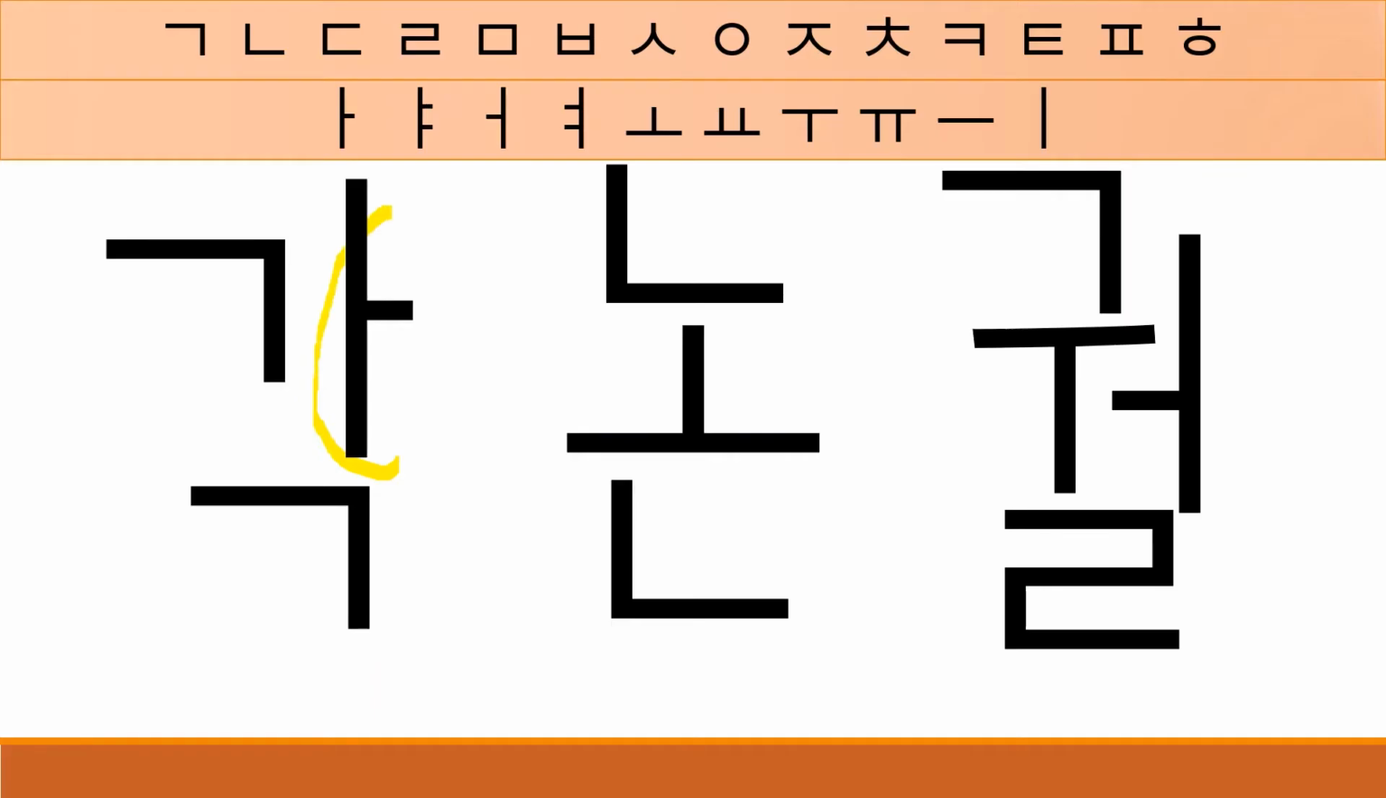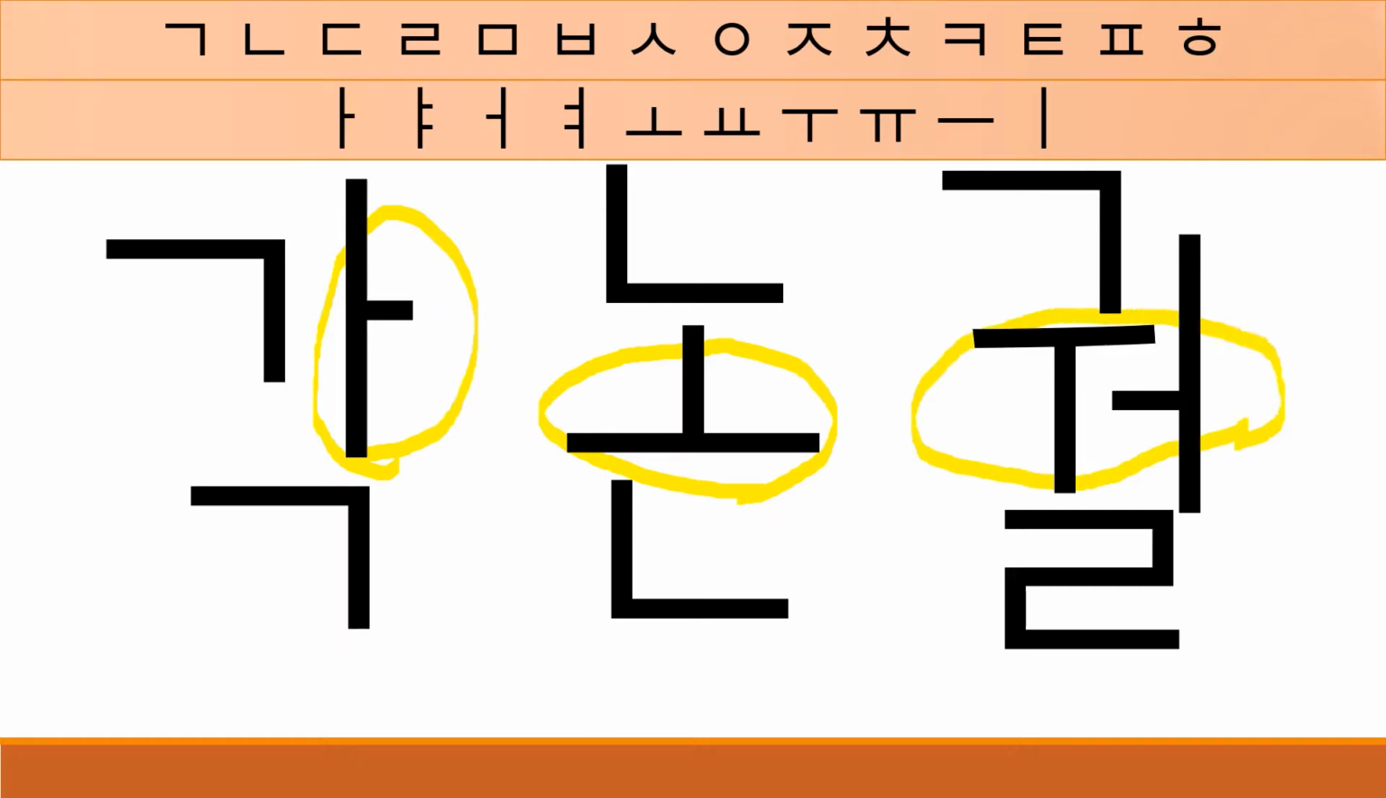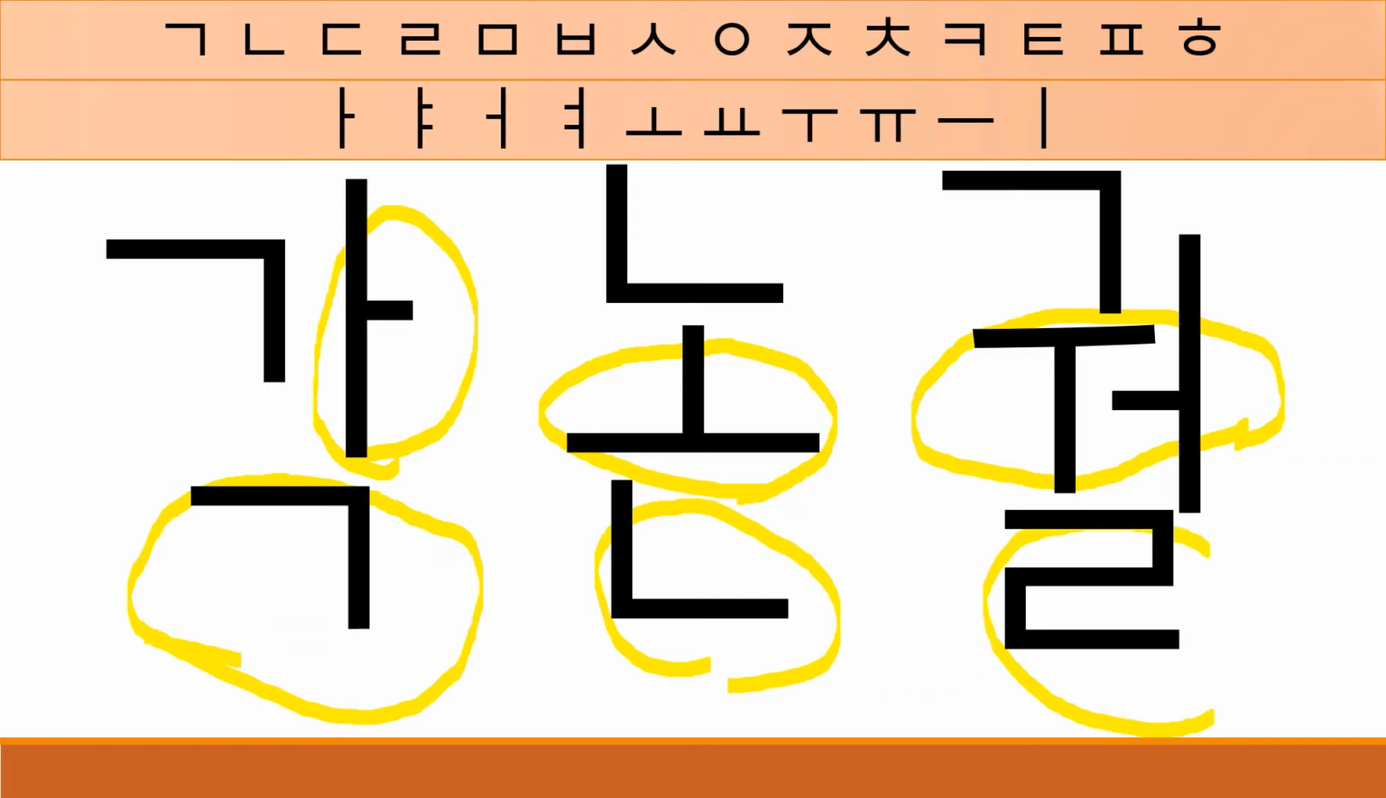So here, the first one has a vertical vowel, the second syllable has a horizontal vowel, and the third one has a combination vowel. Depending on what kind of vowel the syllable has, the syllable looks slightly different. However, the location of the final consonant is always underneath, right? So keep that in mind, and we will start our dictation practice.